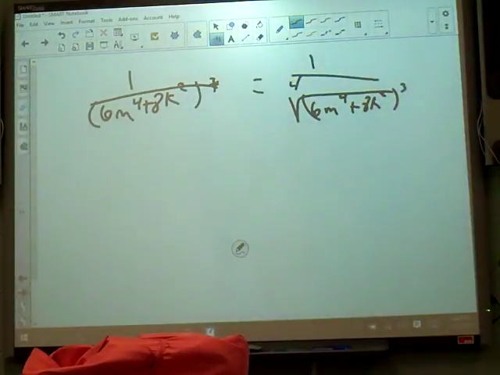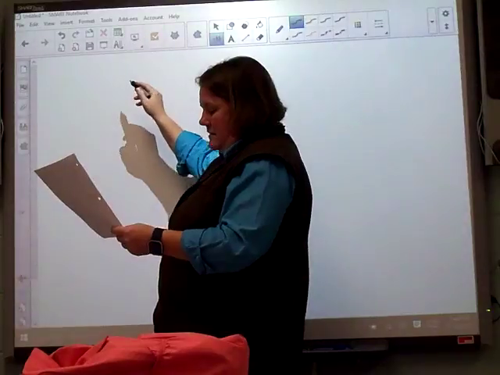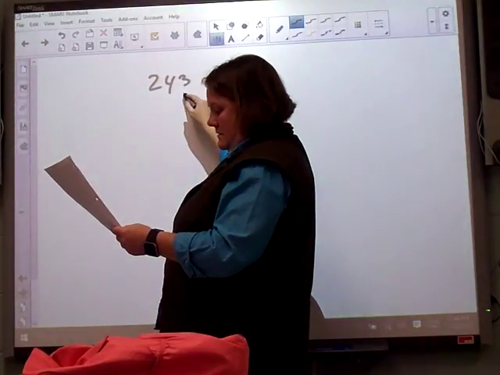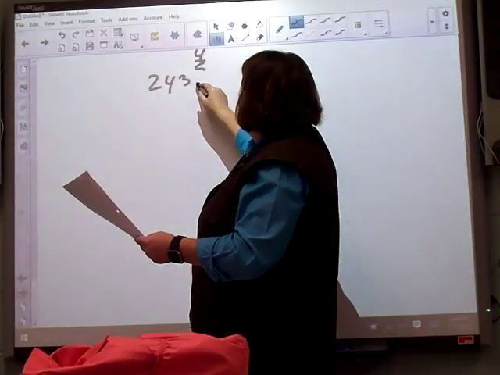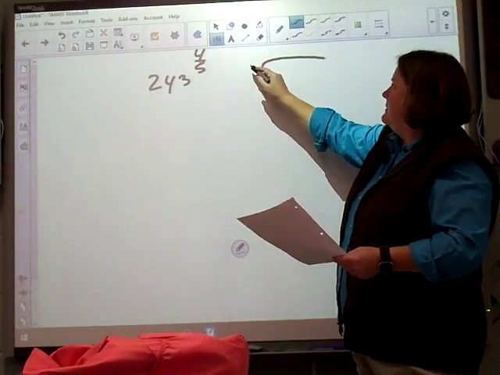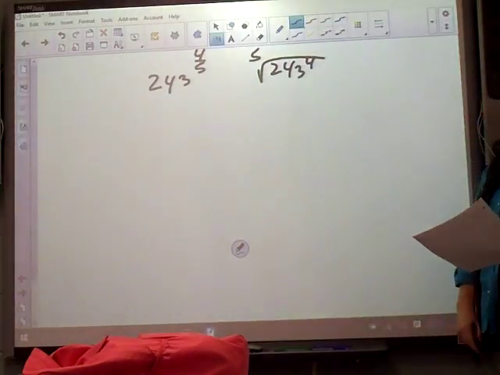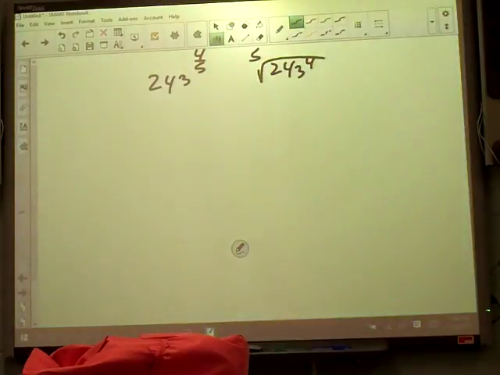7. You could type 7 in your calculator and it would get you the right answer as long as you typed it correctly. I did it using power over root again. I had 243 to the 4/5 power, which means 5th root of 243 to the 4th. I don't know what 243 times 243 times 243 times 243 is. I don't know what 243 to the 4th is.